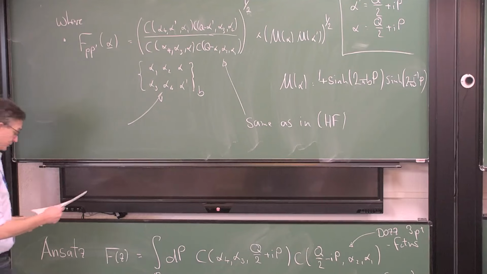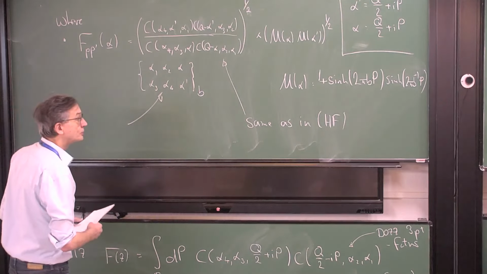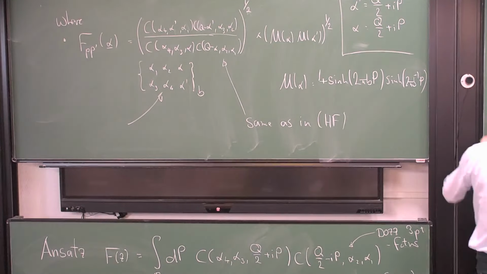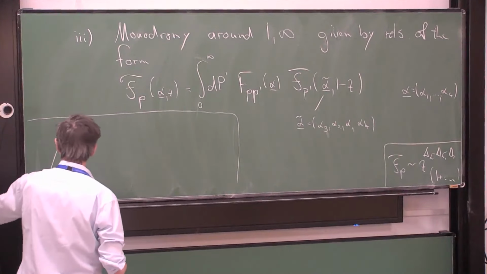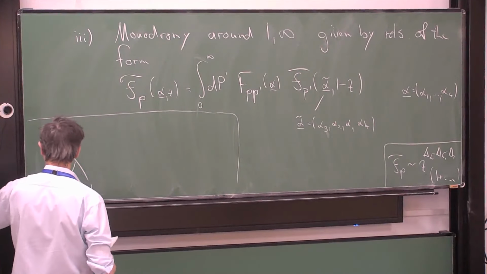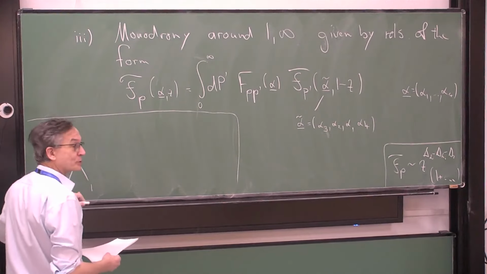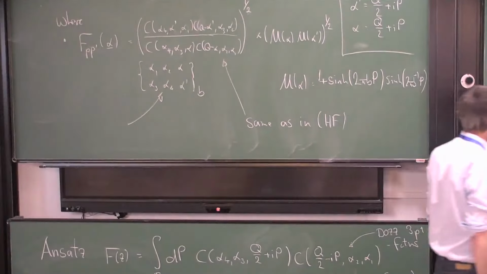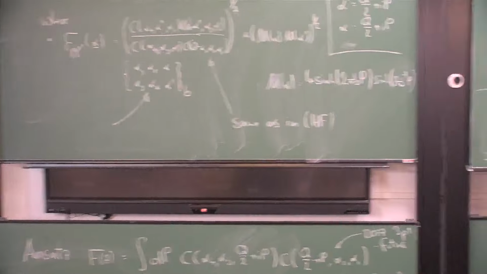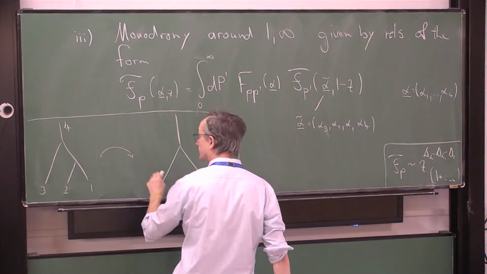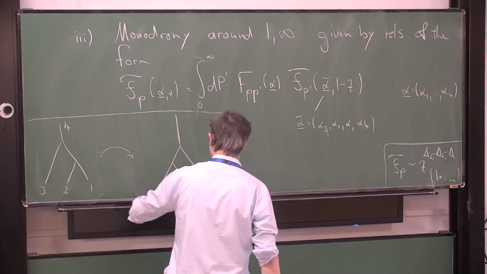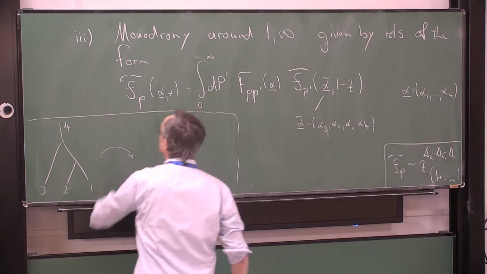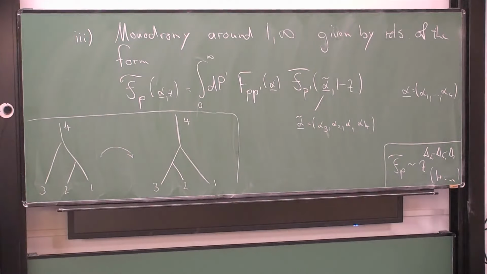In a way, maybe I should draw a little diagram. There's a diagram that goes with it. 1, 2, 3, 4, and then you put alphas everywhere. This is what basically explains the structure of the denominator. And then there is another way of joining these into a tree, which is in relation to the structure of the numerator.